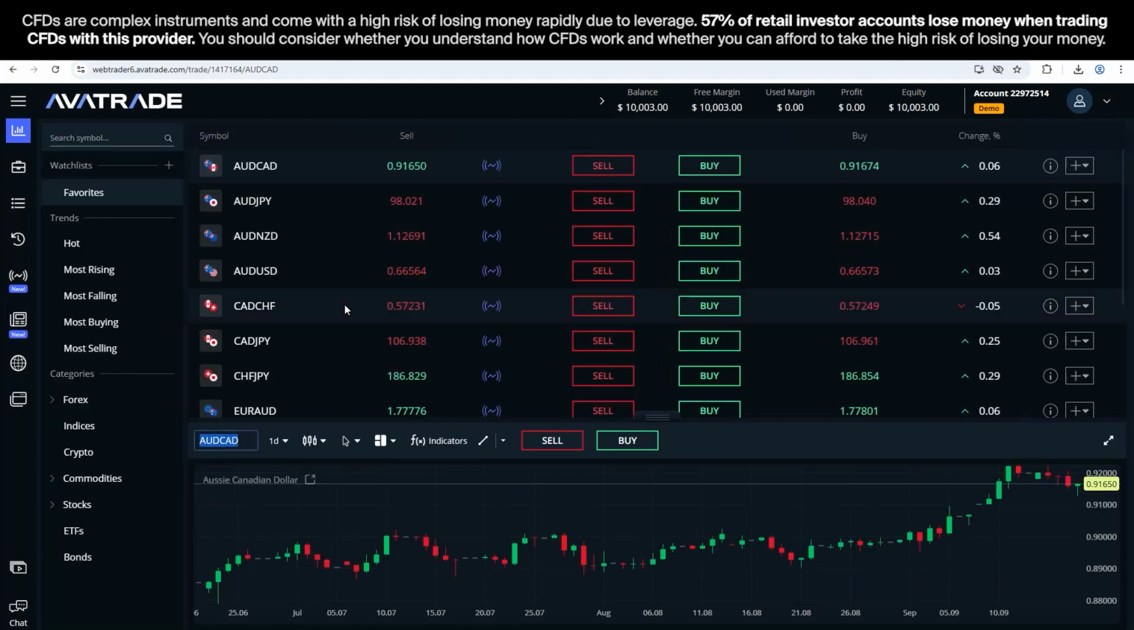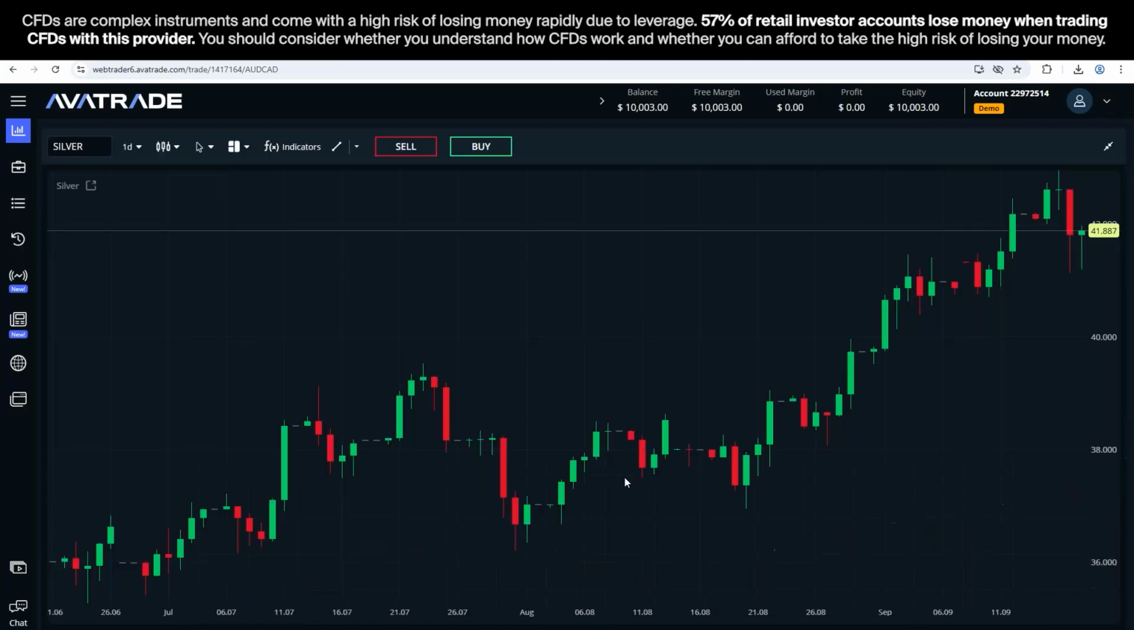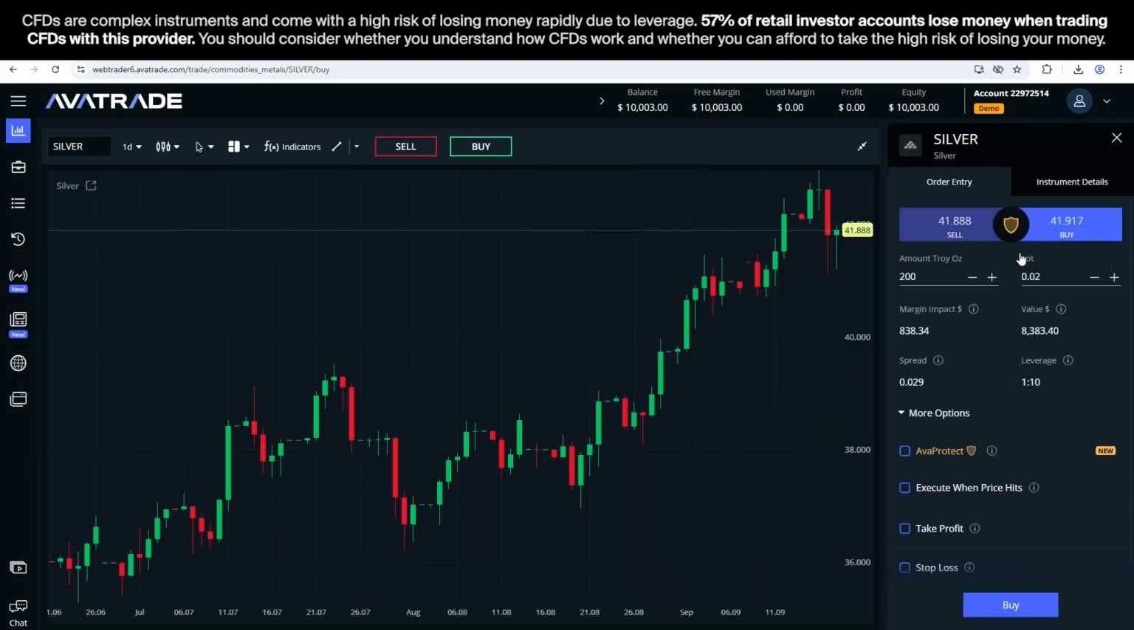Now, how can we use the product? Let's display one of the instruments, say silver as an example. We can click in here, and then click in here to expand the chart. As soon as we click buy or sell, we're going to see this golden shield. If I click on the golden shield, it's also going to mark the box. So I can do one of those to activate the product.